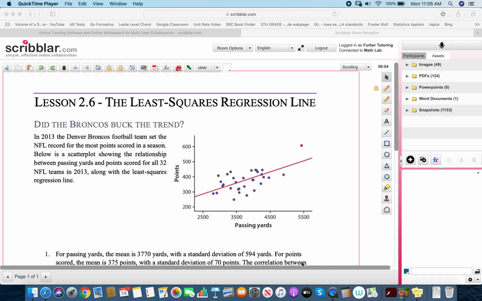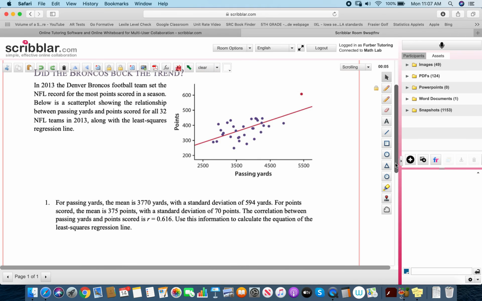In the Lesson 2.6 application, we are looking at football statistics, and this is the lesson about finding the least squares regression line. It says, did the Broncos buck the trend? In 2013, the Denver Broncos football team set the NFL record for the most points scored in a season. Below is a scatter plot showing the relationship between passing yards and points scored for all 32 NFL teams in 2013, along with the least squares regression line.